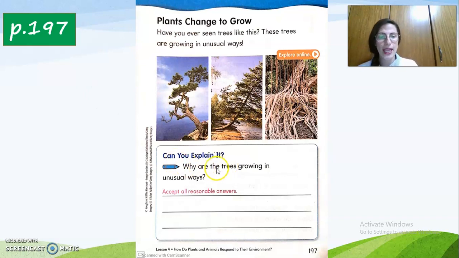So, can you explain it? Why are the trees growing in unusual ways? What do you guys think? Why are they growing in unusual ways? Why? Correct! To get what they need to live and grow. To get the sunlight and the water that they need to live and grow. Clear?